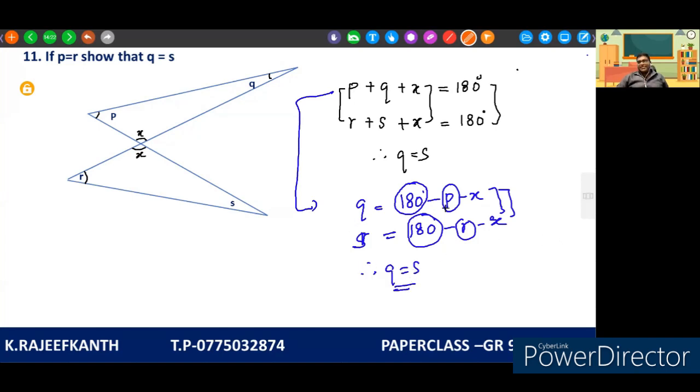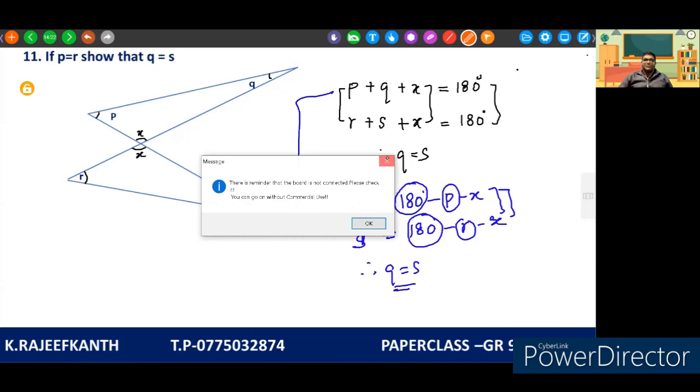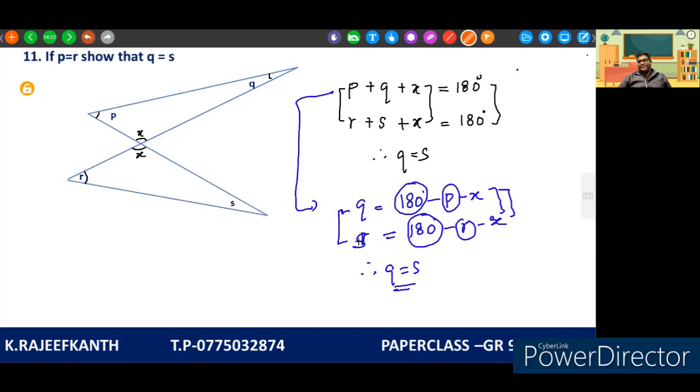Because this is an axiom: if these two quantities are equal, then we can write that these two values are equal. So here we use that the sum of interior angles of a triangle is 180. Then we also use the knowledge of axioms. By using those two, we found the answer. We proved that Q is equal to S.